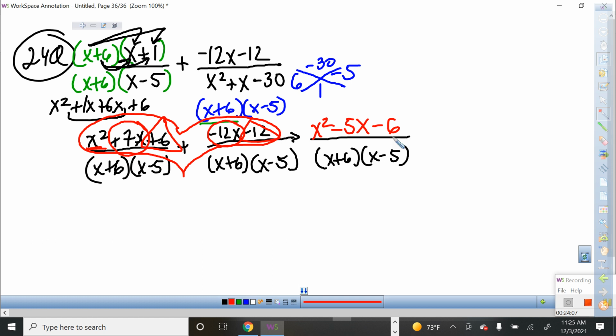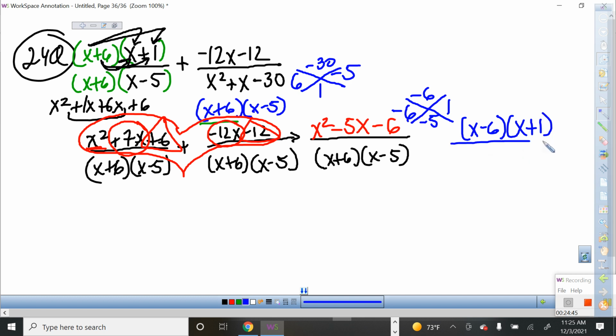Is it simplified? We don't know because this one's not factored. What does that mean, Mr. Q? That I need to factor it again now. This is negative 6 and negative 5. So, factors of negative 6 that add up to negative 5. Very good. Negative 6 and 1. So, factors are x minus 6, x plus 1.